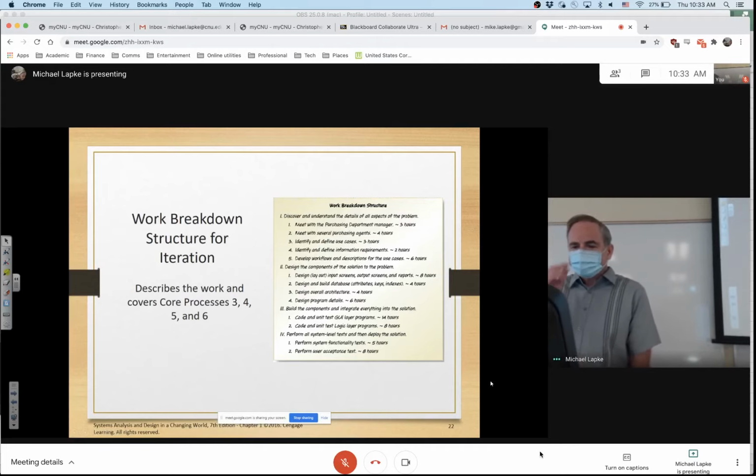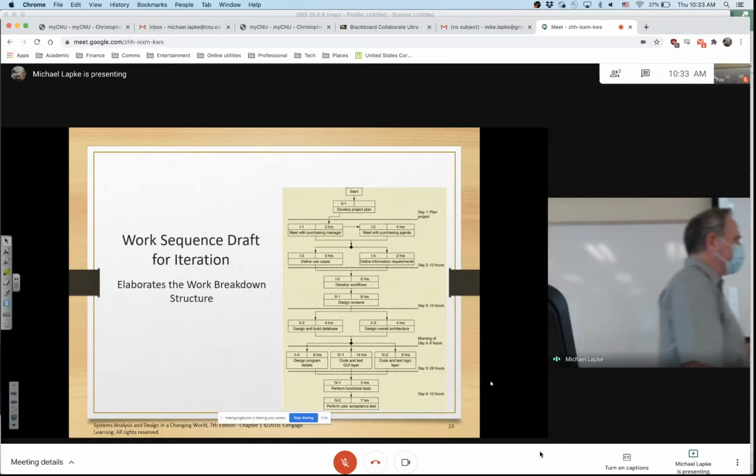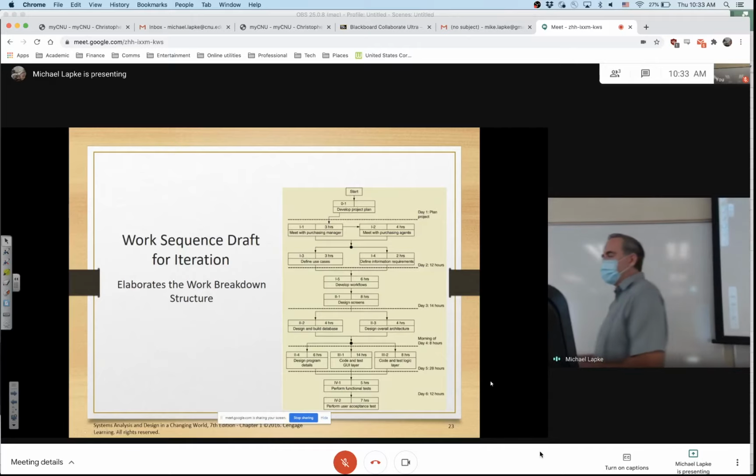So all right, this is another part of the planning, the work sequence draft. This is just where you're showing the dependencies, like I can't start this until I do this, and it falls all the way down to the very bottom where you see perform the user acceptance test. Are people going to find this usable and easy to use?